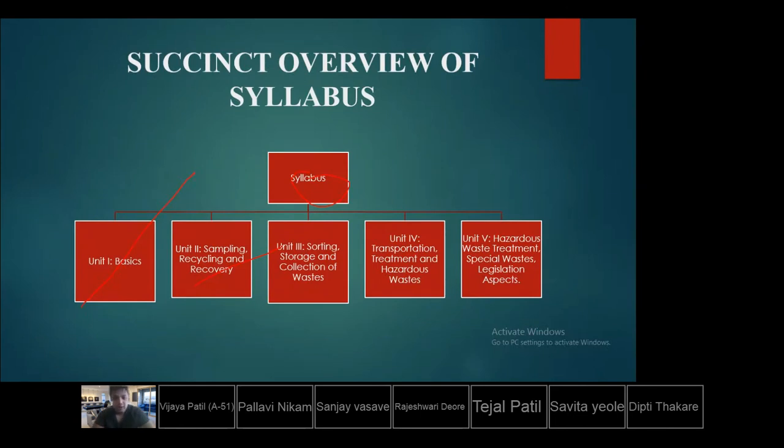And then next is unit number three. Unit number three will be dealing with the sorting, storage, and collection of waste.